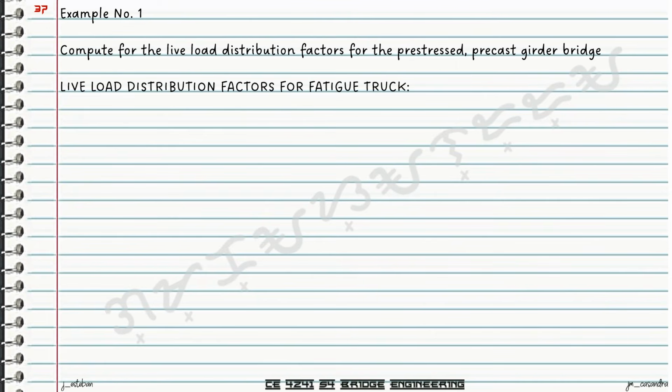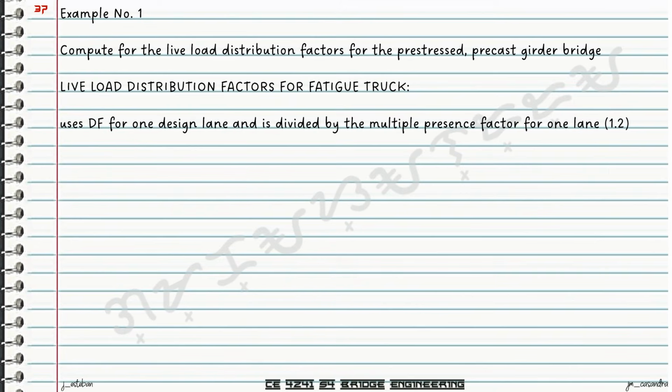So next, we now compute for the live load distribution for fatigue limit states. For fatigue limit states, we'll only be using the distribution factor computed from your service and strength limit states, which is for one design lane load. And whichever value of the distribution factor for one design lane load, we will divide it by 1.2, and that will now be your distribution factor for fatigue.